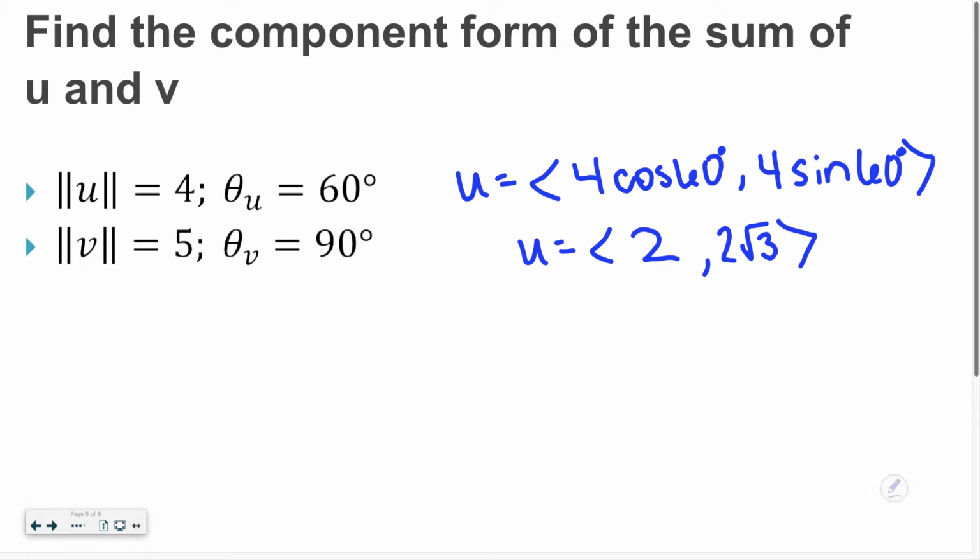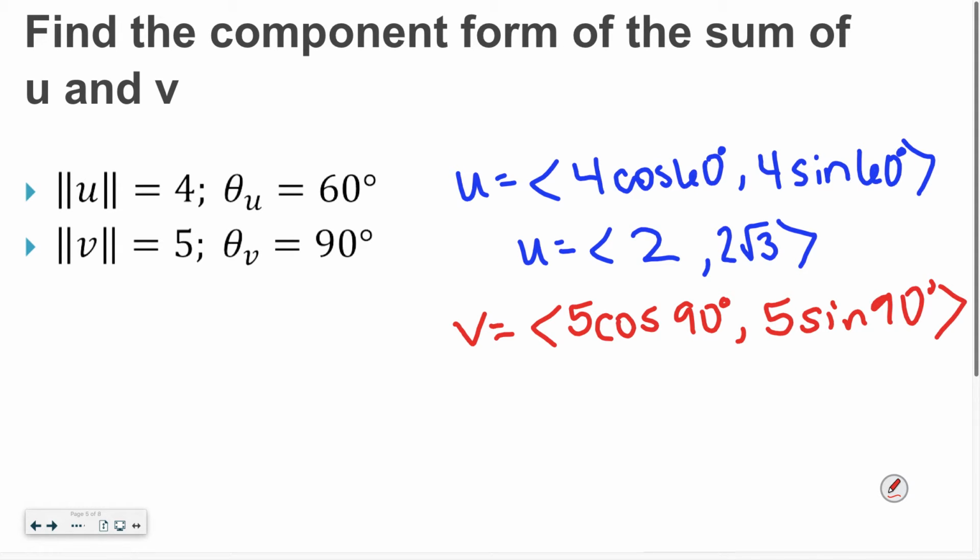Now let's focus on vector v. Vector v has magnitude 5 and a direction angle of 90 degrees. So for our horizontal component, we would write 5 cosine of 90 degrees. And for our vertical component, we would write 5 sine of 90 degrees. Cosine of 90 is 0. And the sine of 90 is 1, okay. So vector v is the vector 0, 5.